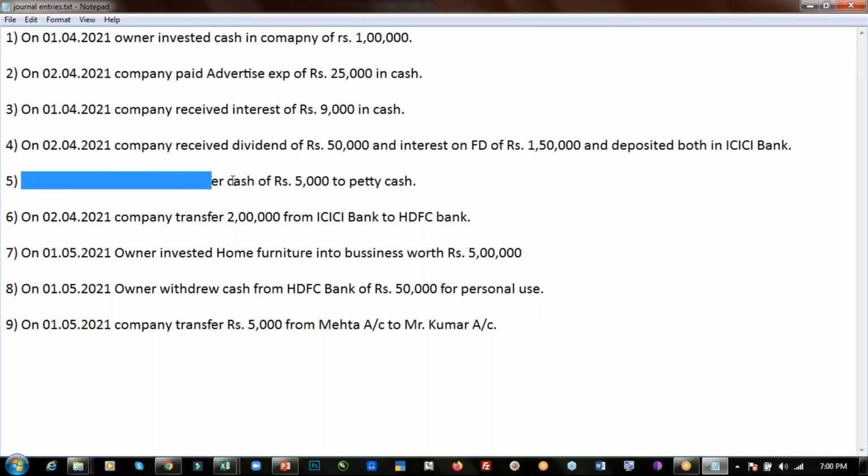Now, on 2nd April, company transferred cash of rupees 5,000 to petty cash. For those who don't know what petty cash is, it is just cash in the company for small expenses. For the minimal expenses, company separates some extra cash. It is called the petty cash. So guys, what will be the journal entry for this one? Type your answers.